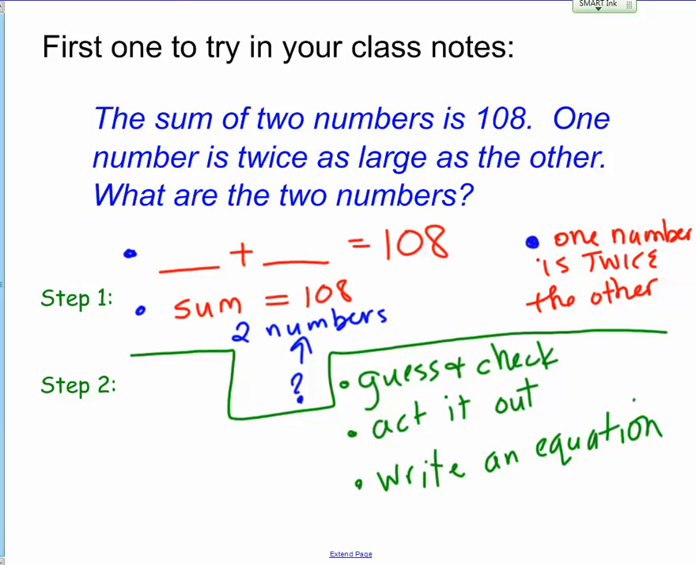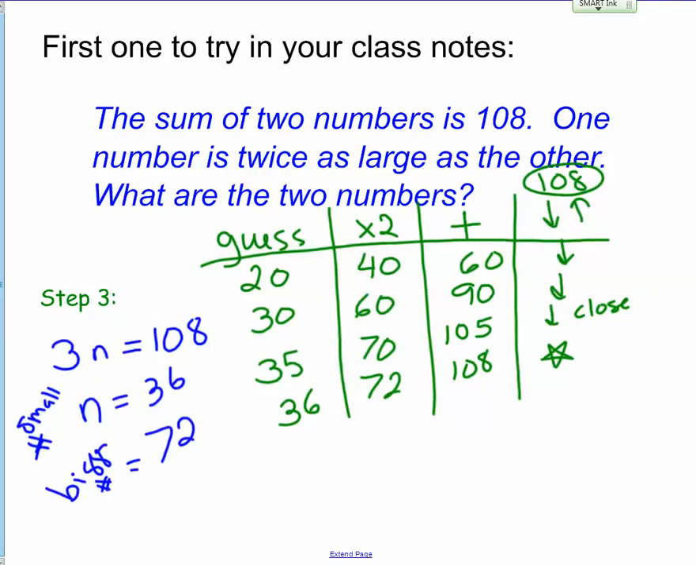Okay, some different strategies you guys came up with were to guess and check, and I showed you how we could act it out with a toothpick, and actually acting it out with a toothpick led to us writing an equation. So we actually wrote all of these down and practiced all of them. So when you make a guess and check table, it's really easy. You guess the smaller number, we doubled it to get the next number, we add them to get the sum, and then we check, is it 108 or too low or too big?